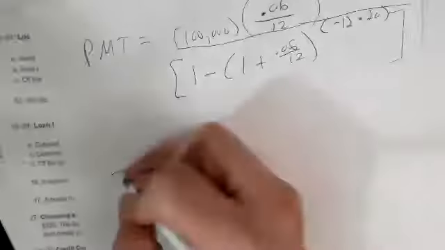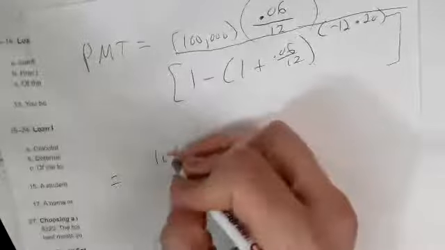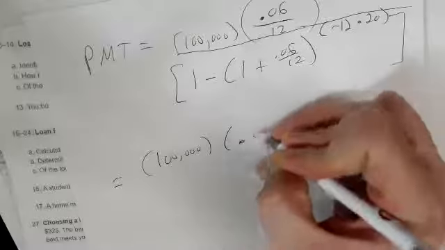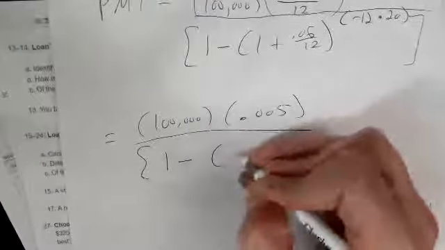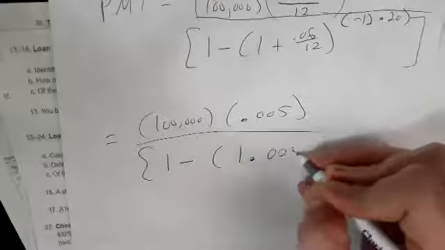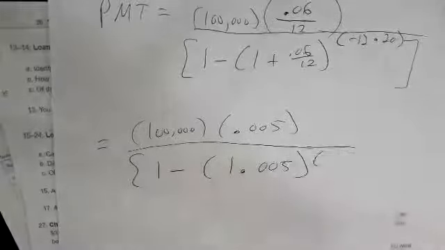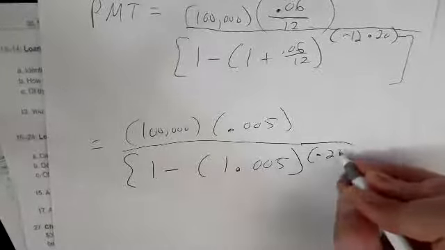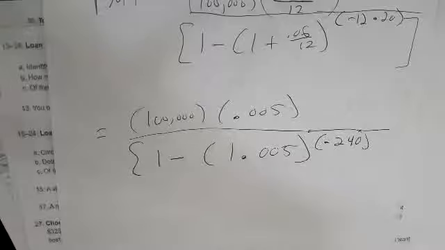So we want to figure out the payment. If I do 0.06 over 12, it gives me 0.005. So 100,000, and 0.005 is the 0.06 over 12. 1 plus, I'm going to skip that step and jump to 1.005. And this is to the negative 12 times 20, which is going to be 240. You do have to put the negative on here or you're going to get a different answer. It's kind of weird to put negative exponents, but it's got it.